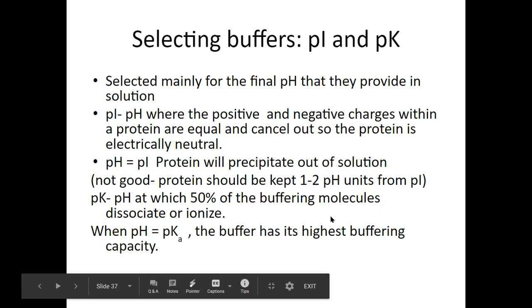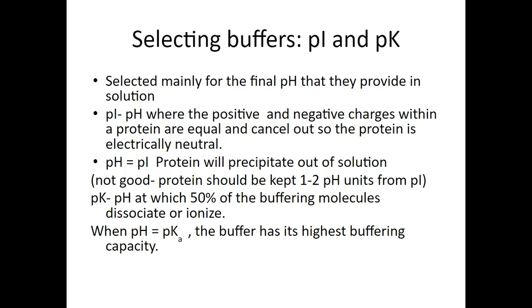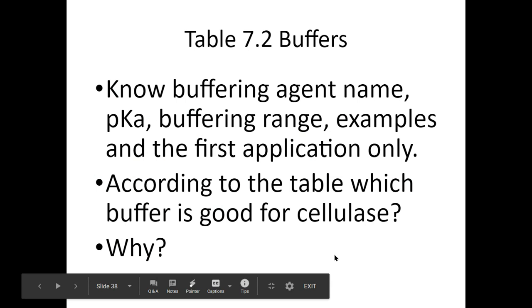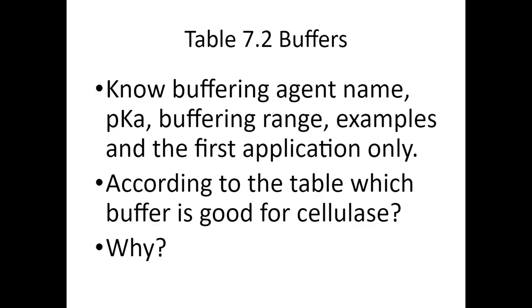Okay, so pK or pKa, and this has to do with the buffer. This is the property of the buffer. It's the pH at which 50% of the buffering molecules dissociate or ionize. So when pH equals the pKa, the buffer has its highest buffering capacity. Okay. So there's a table there about buffering agent name, pKa, buffering range, examples in the first application only. So we look at cellulase.